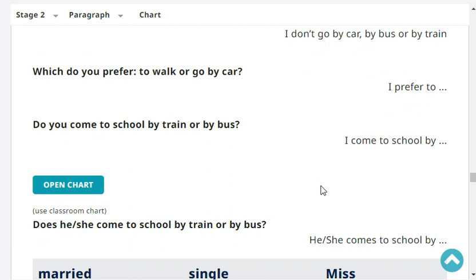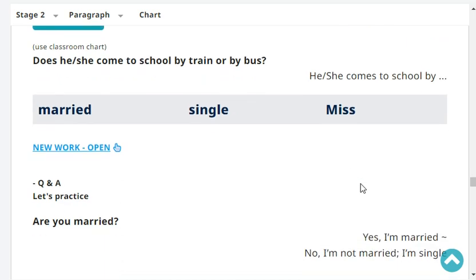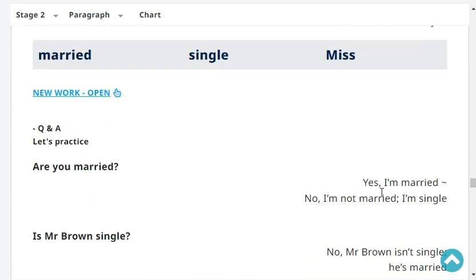Do you come to school by train or by bus? I go by train. Very good. Does she come to school by train or by bus? She comes to school by bus. Very good. Are you married? Yes, I'm married.